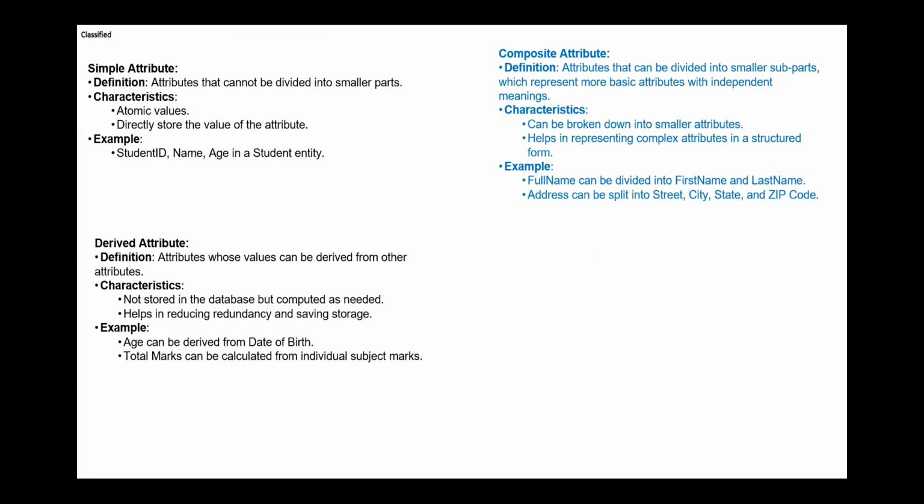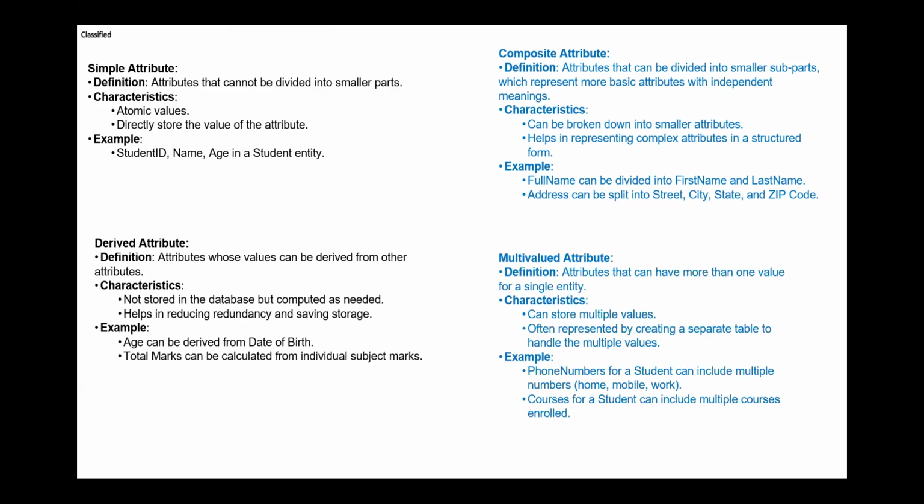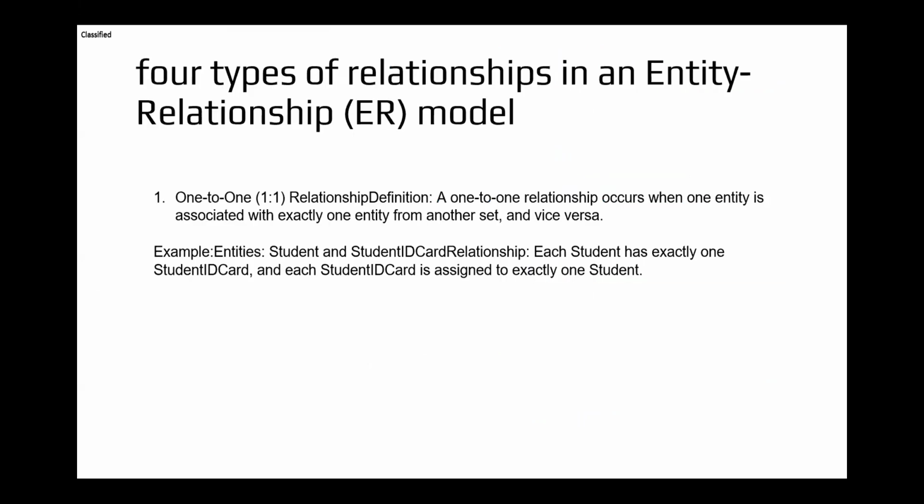Composite attributes are divided into smaller subparts and they help represent complex attributes. Like a full name can be divided into first name and last name. Address can be taken as street, city, state, zip code, right? When you go to Myntra.com or any online site and put in your address, they actually give you separate boxes for each of these items. Multi-valued attributes can have more than one value for a single entity, like phone number. The student can have two phone numbers. Like courses, some student can decide, I'm going to work extra hard and I'll be able to do two courses.